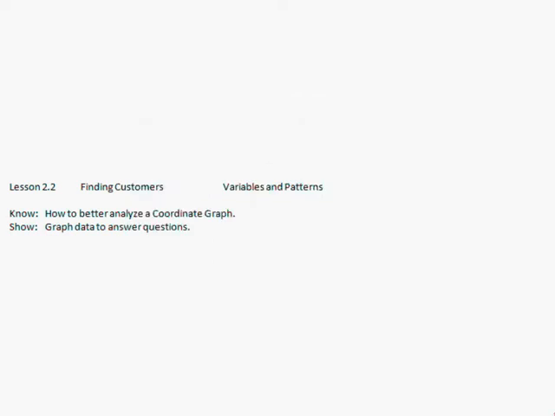All right, this is lesson 2.2. Still a lot of variables and patterns. Looking at a lesson called Finding Customers. We're going to learn how to better analyze a coordinate graph, and we're going to graph data to answer questions. We're going to graph a table, answer questions using the graph. So let's go.